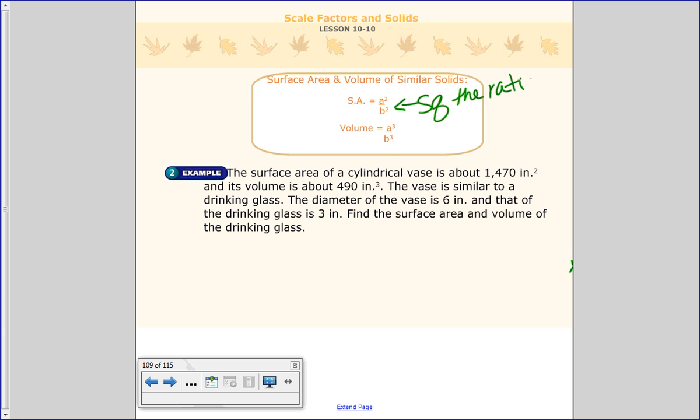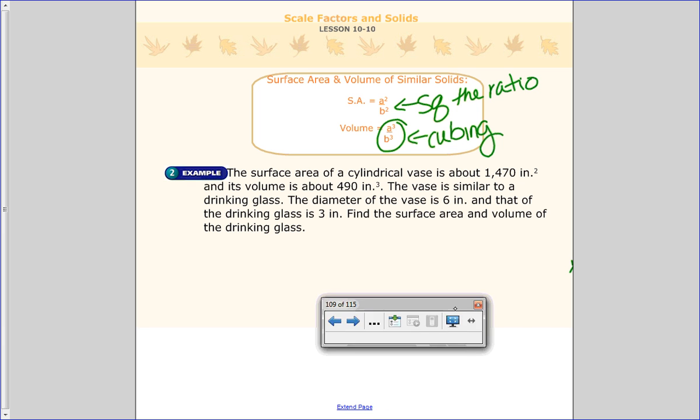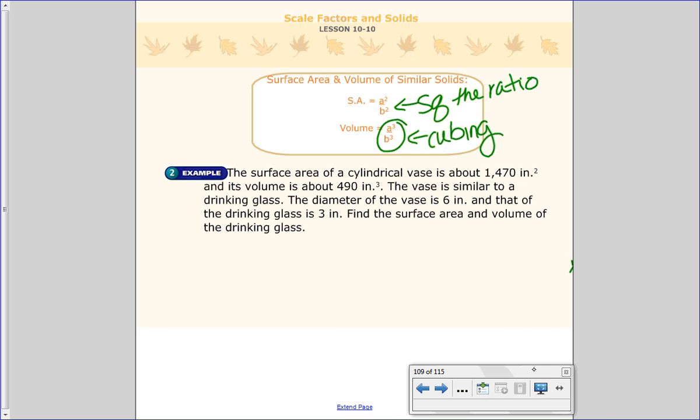Then you set up a proportion. For volume, you end up cubing, or taking to the third power, that ratio. And then, again, you set up a proportion. So here in this example, I'll show you how it works. The surface area of a cylindrical vase is about 1,470 inches squared. And its volume is about 490 inches cubed.